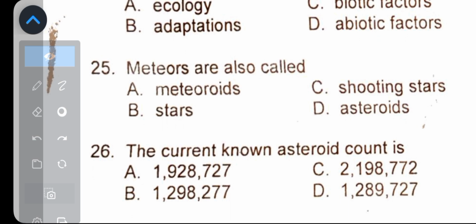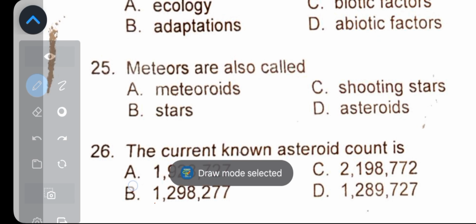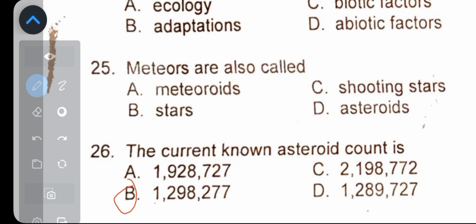Question 26. The current known asteroid count is A. 1,928,772, B. 1,298,277, C. 2,198,772, D. 1,289,727. And for question 26, the answer is B. 1,298,277.